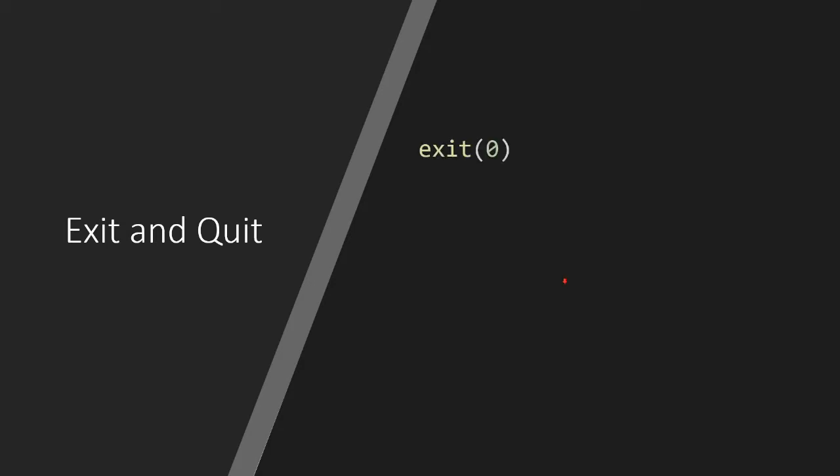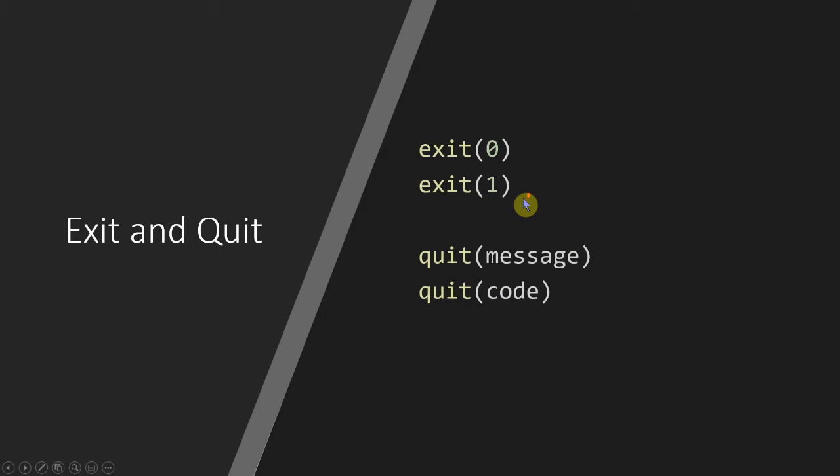Something else we've got in Python is exit and quit. So you can exit with 0 or 1, and generally this is used because 0 means there's no error and 1 means there was an error. And then you can quit with a message or a code. Quit and exit are virtually the same thing. The only real difference is the name, and they're both instances of the quitter class.